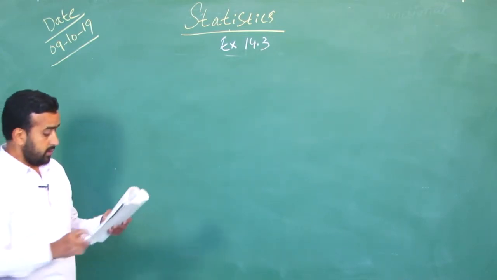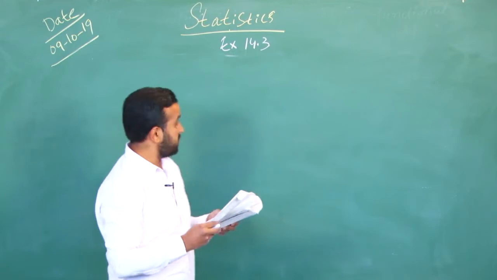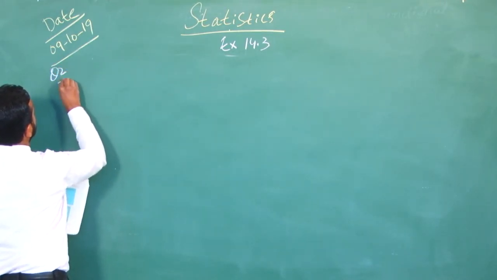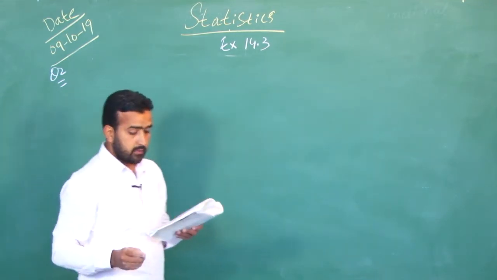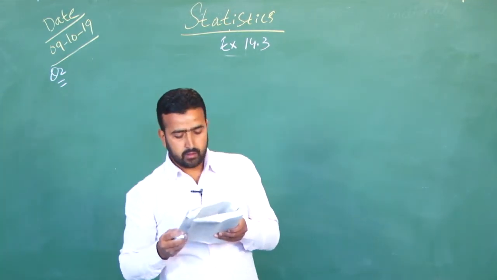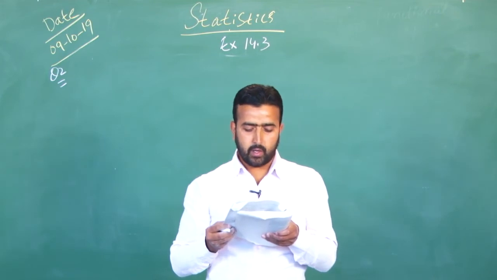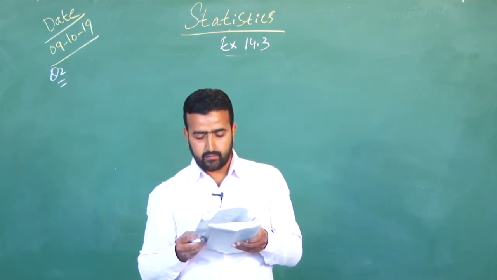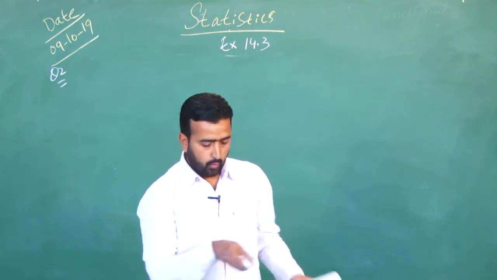Now let us take a different case in which we are supposed to find the median of the given data. It will be question number 2 of this exercise. Question number 2. What is the given frequency distribution? The question says that if the median of the distribution given below is 28.5, find the value of x and y.